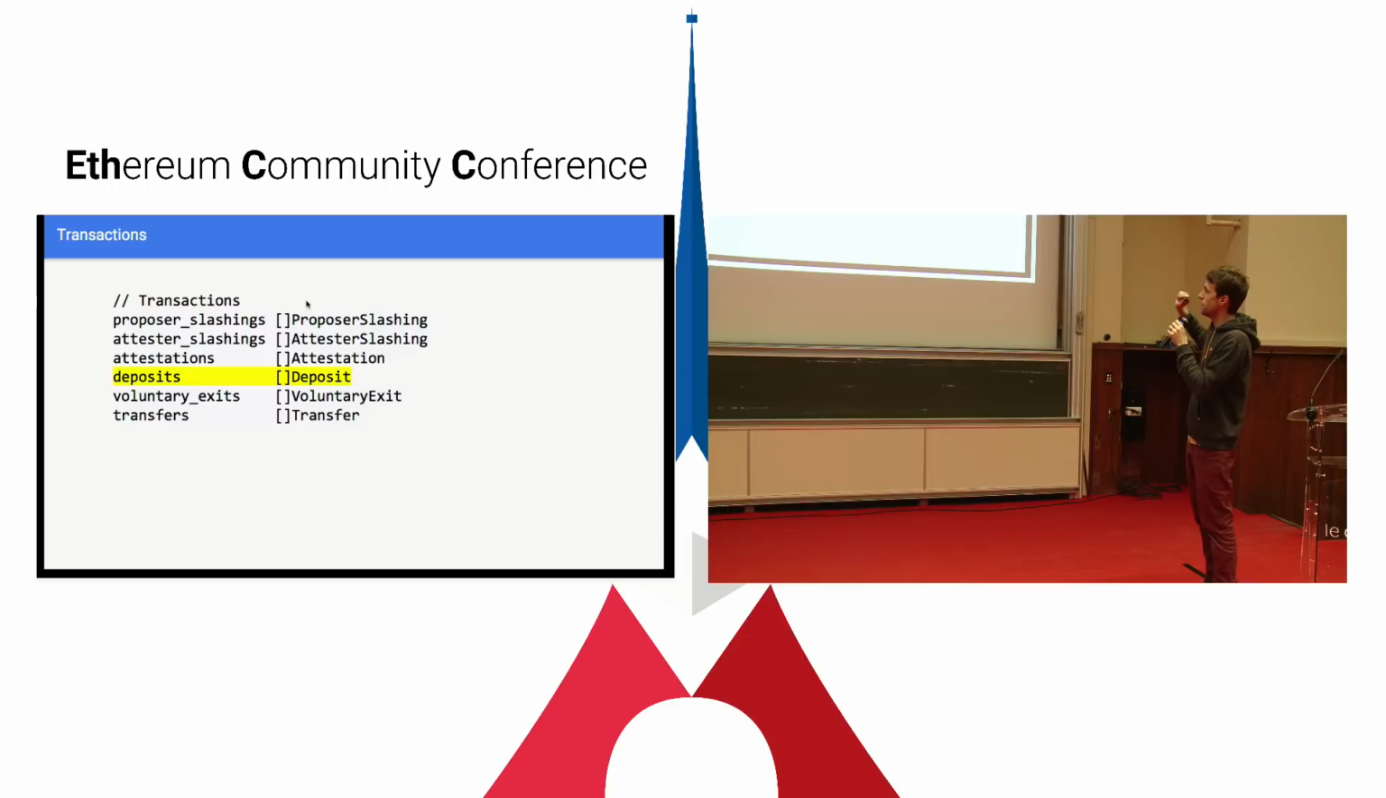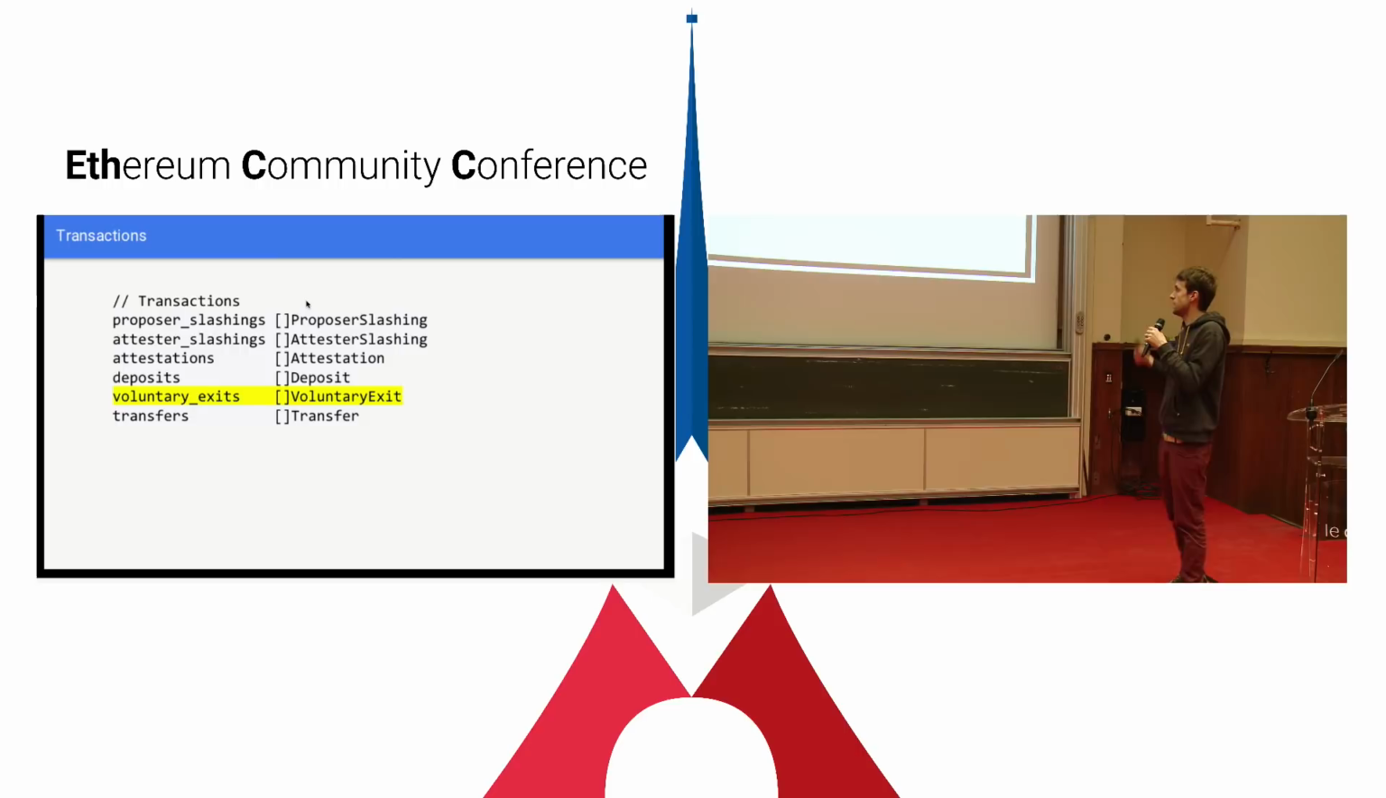Attestations, basically, these are the votes that need to get included on chain so that they can be processed. You have the deposits. Nothing really interesting here, I'll just skip over this. Voluntary exits, basically saying, I want to stop being a validator, so I leave the validator pool.